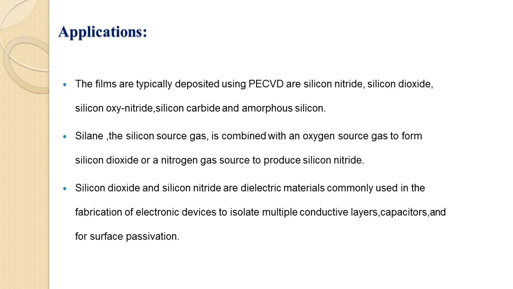Silicon dioxide and silicon nitride are dielectric, that is insulating materials commonly used in the fabrication of electronic devices to isolate multiple conductive layers, capacitors and for surface passivation. These films are also used for encapsulation to protect devices from corrosion by atmospheric elements such as moisture and oxygen.